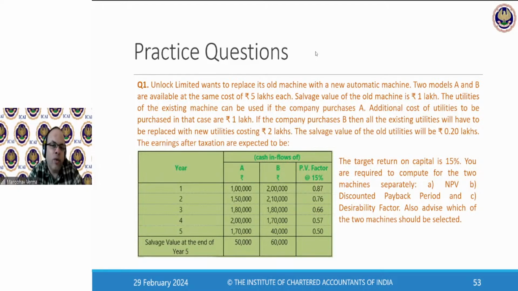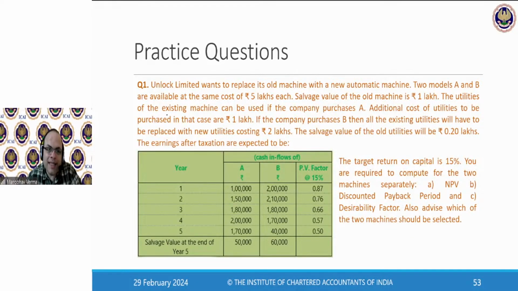Unlock Limited wants to replace its old machine with a new automatic machine. Two models, A and B, are available at the same cost of 5 lakhs each. I hope everyone can see the question. Salvage value of the old machine is 1 lakh.